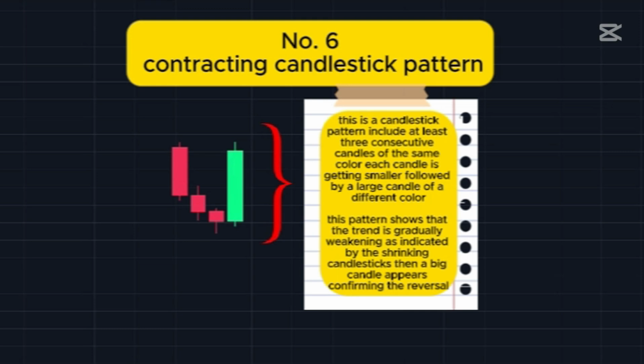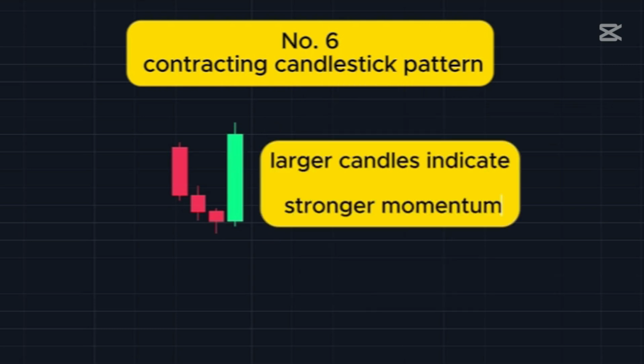The size of the fourth candlestick affects reversibility. Larger candles indicate stronger momentum, increased reversibility. I recommend you look for a template where the fourth candle closes above the second candle.